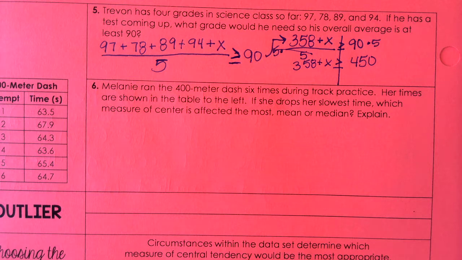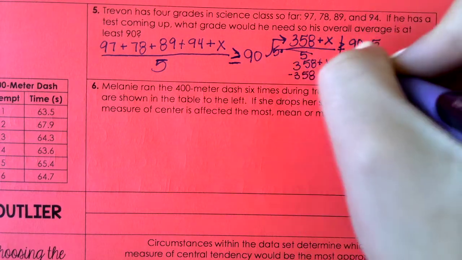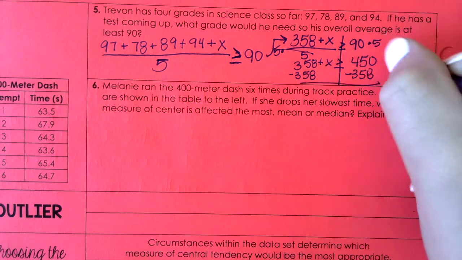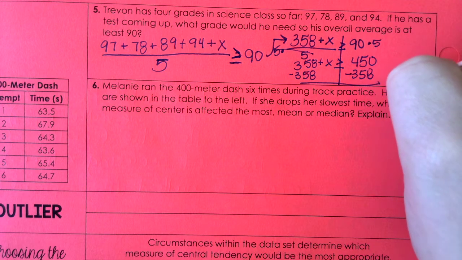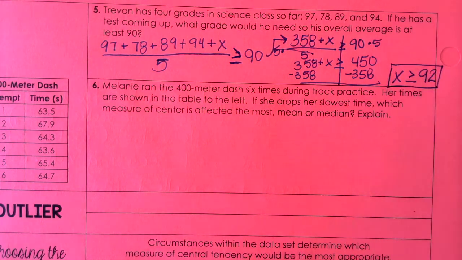And now what am I going to do? I'm going to subtract 358. So what does Trevin have to at least get? He has to get at least a 92 if he wants to get a 90 for his overall grade.